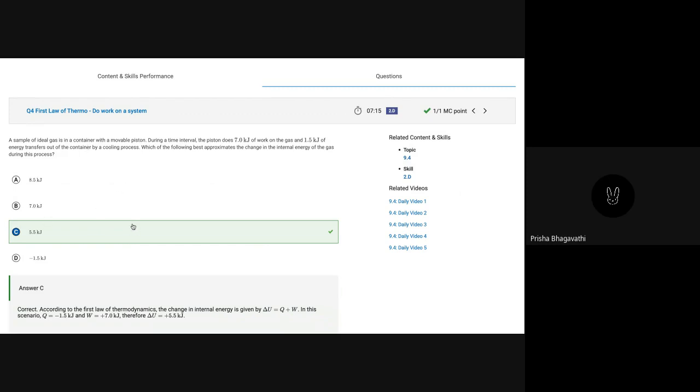This one. Right, two, let me see. This one is really easy. Oh, okay, the first law of thermodynamics. A sample of ideal gas is in a container with a movable piston. Oh, okay, the ideal gas. And during the interval, the piston does work. Okay, just putting in this equation. So yeah, it's literally just plugging in. That slide was harder than these questions.